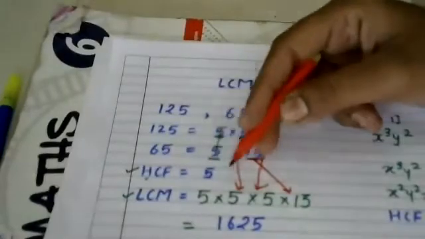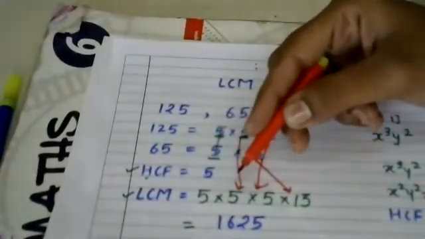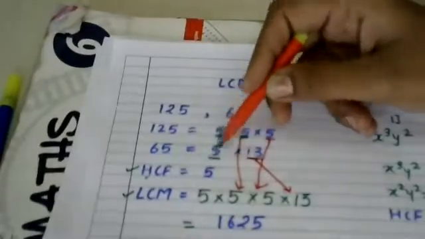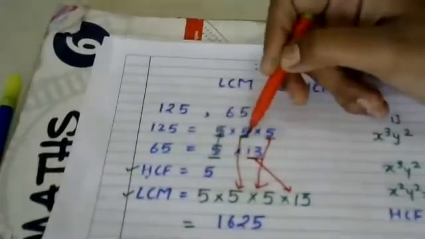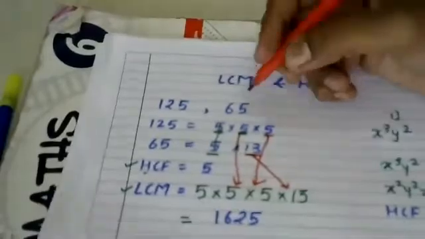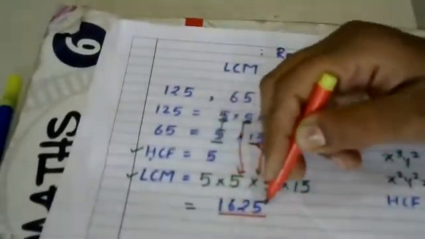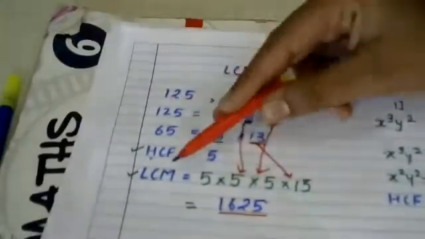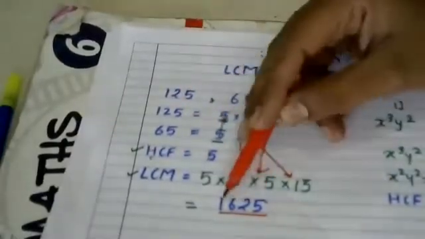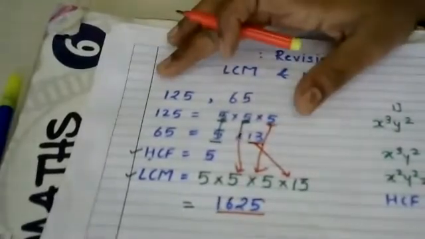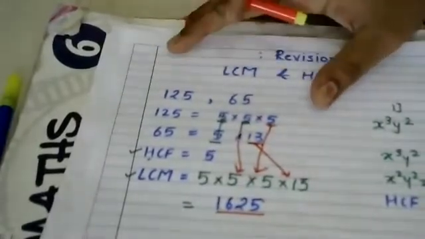Means LCM is a multiplication of those factors who are having partners or else don't have a partner. Both can come. Now the multiplication of all this is 1625. So we can say the LCM of 125 and 65 is nothing but 1625. This is all about how we can find the HCF and LCM of numbers.